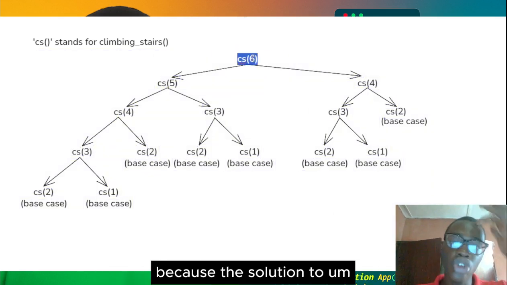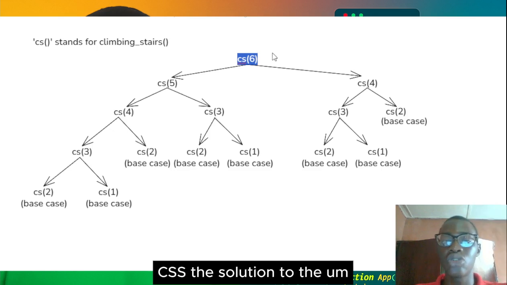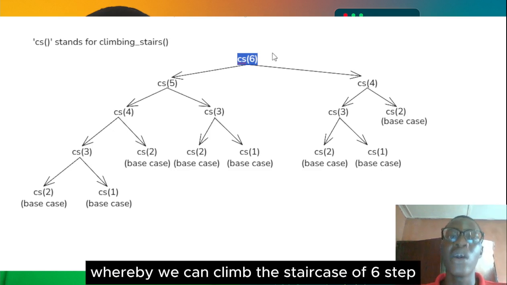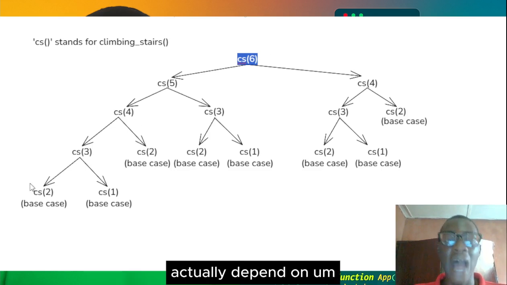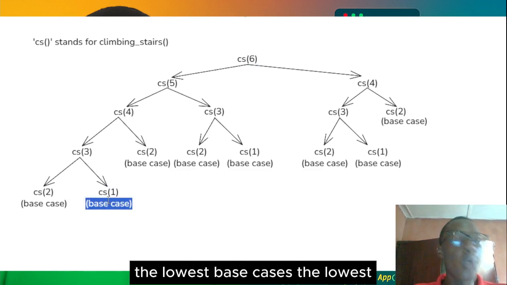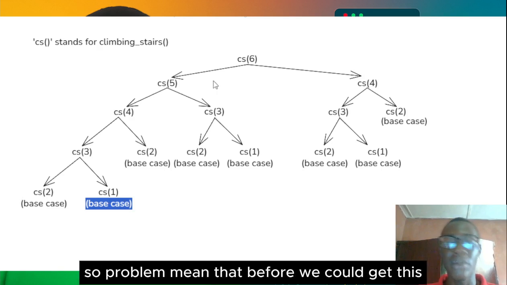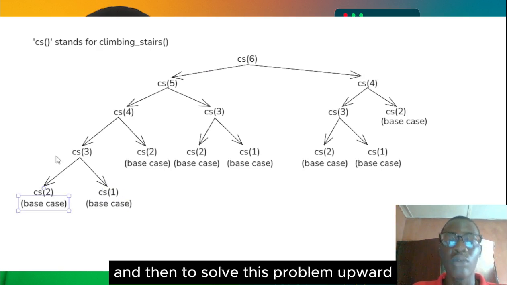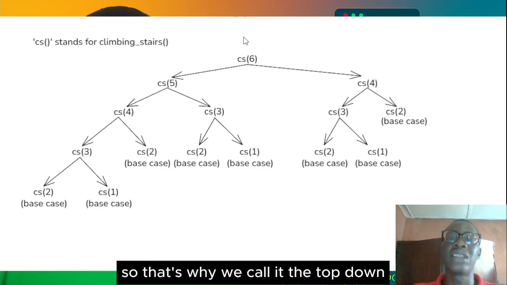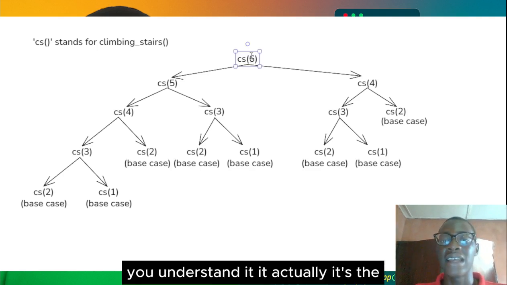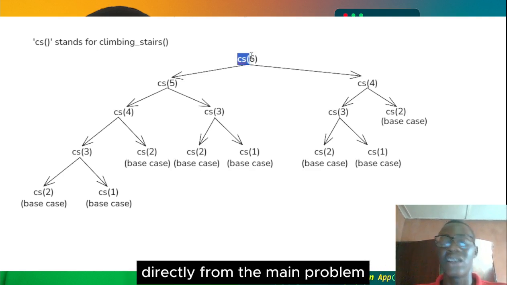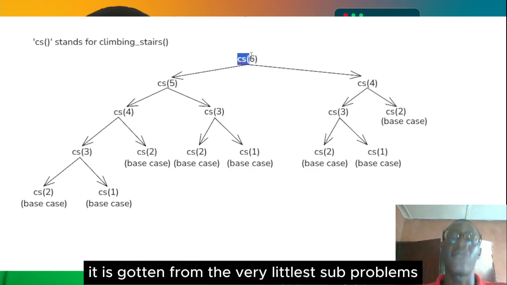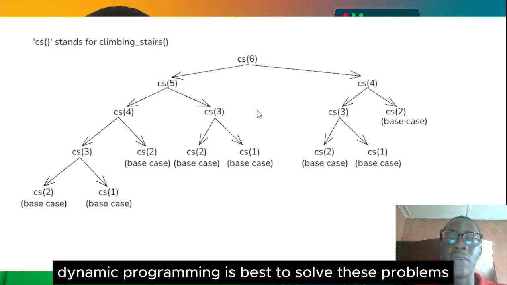Why? Because the solution to CS6, the total number of ways we can climb a staircase of 6 steps, actually depends on the lowest base cases, the lowest subproblems. Meaning that before we can get 6, we have to first navigate down to 1 and then solve the problem upward. That's why we call it top down. You understand? The solution is not obtained directly from the main problem, it is obtained from the very littlest subproblems. That is why dynamic programming is best to solve these problems.